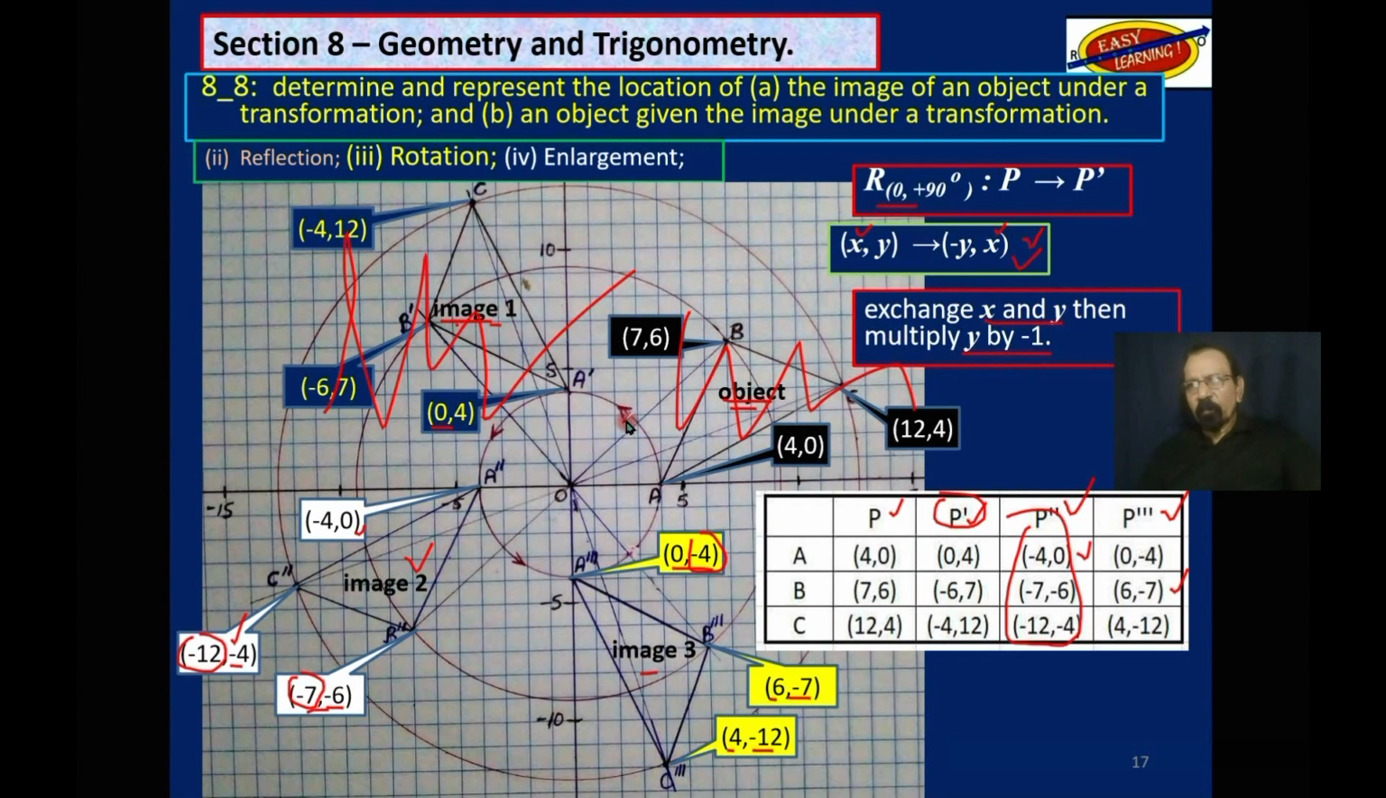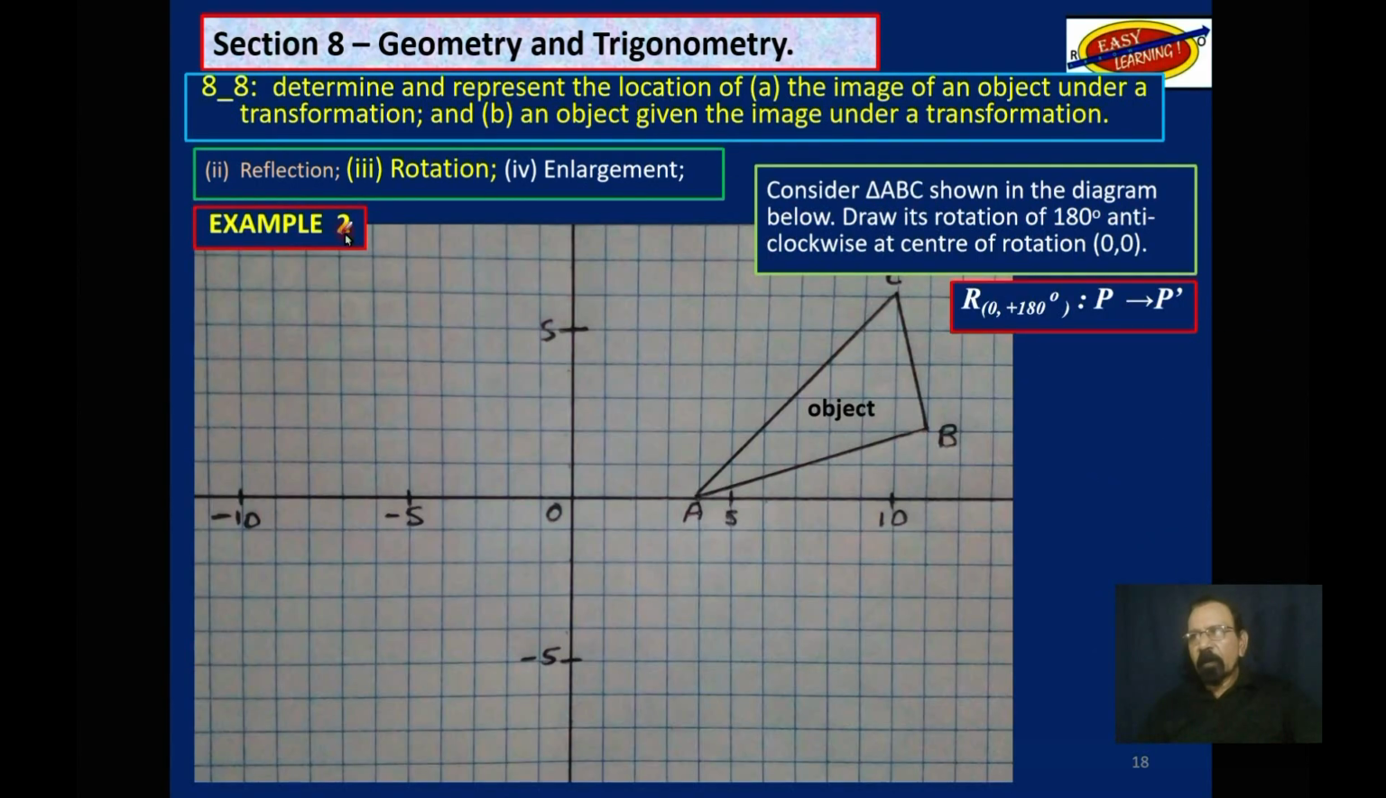So it doesn't matter which quadrant we are moving from and to, whether from the first quadrant to the second quadrant, or from the second quadrant to the third quadrant, or from the third quadrant to the fourth quadrant, as long as we are going 90 degrees anticlockwise using the origin as our center of rotation, this rule here always applies by calculation. Example 2.